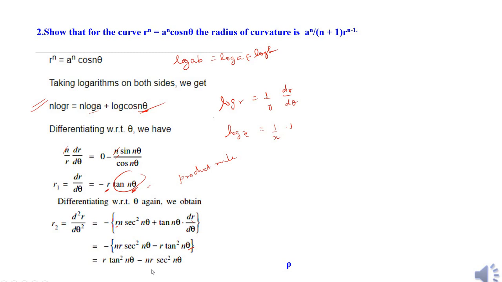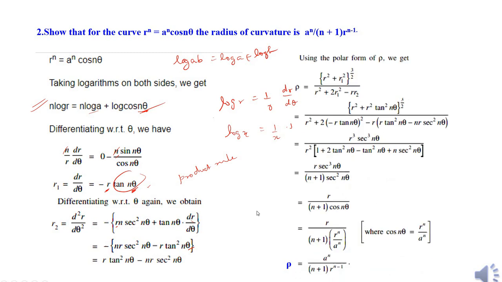Now carefully simplify this. You will be using that 1 plus tan square is secant square, taking this minus sign inside, and on simplification we get this. Now cos n theta is replaced by r power n by a power n, because we are given the problem r power n equals a power n cos n theta. Formula, so rho ultimately you get like this.